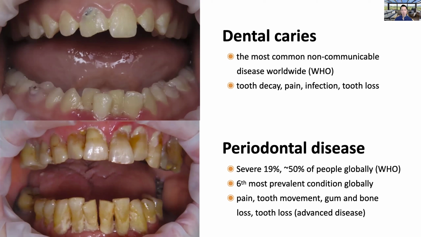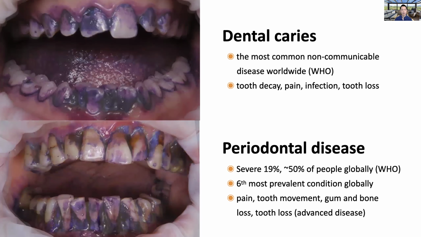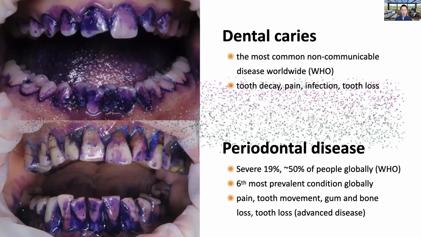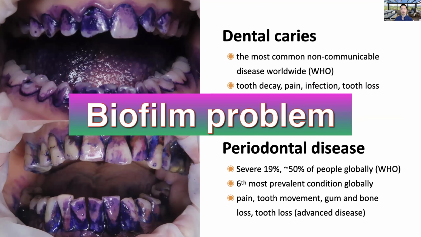The commonality between these two problems is the biofilm. So if we use a special disclosing dye, we can actually see where the biofilm is on the teeth. Where it's dark blue is where it's very mature biofilm, has been there for a minimum of 24 hours. And you can see changes to the pH when it goes a light blue. And where it's pink is where it's new biofilm. So definitely a biofilm problem, but it's not something that's exclusive to the teeth.